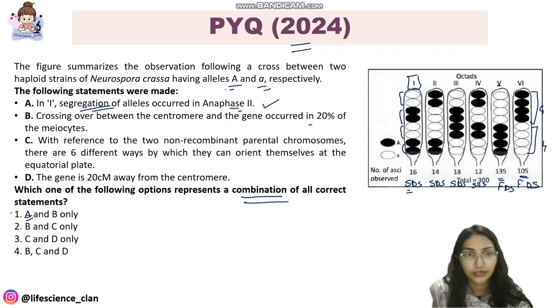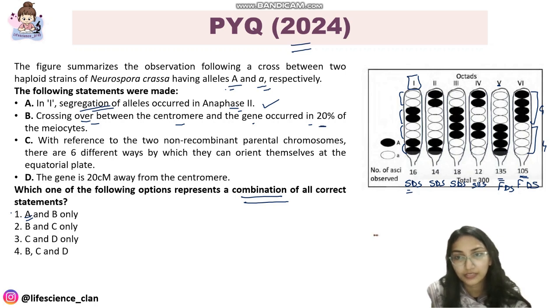Statement B says crossing over between the centromere and the gene occurred in 20% of the myocytes. So they say crossing over has occurred in 20%. Now let us look at the crossing over. Crossing over happens in SDS. So what is the total number of SDS? 16 plus 14 plus 18 plus 12.